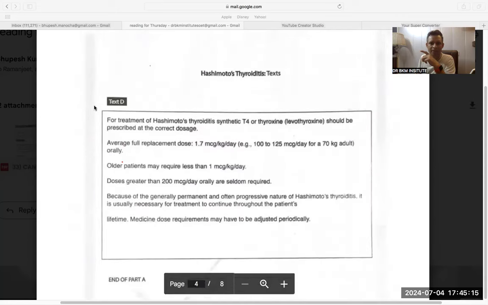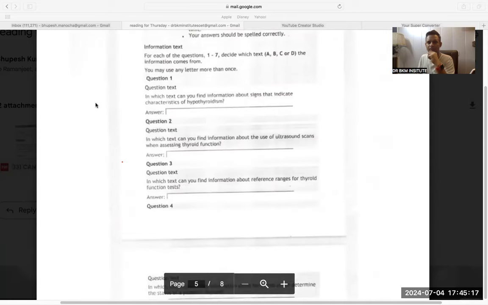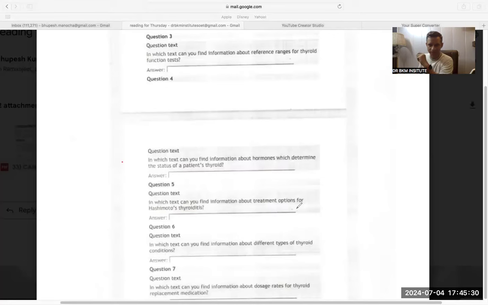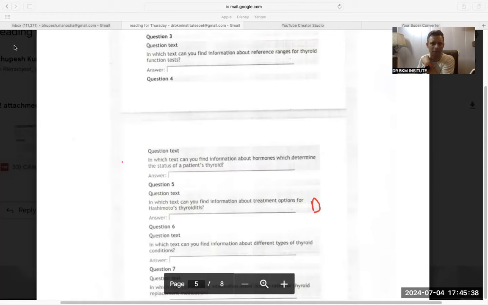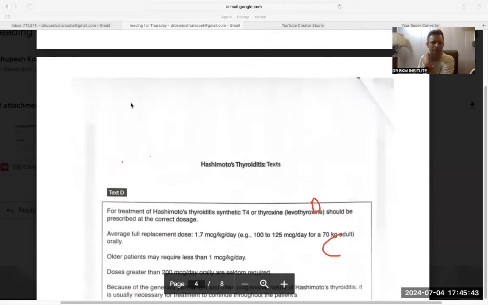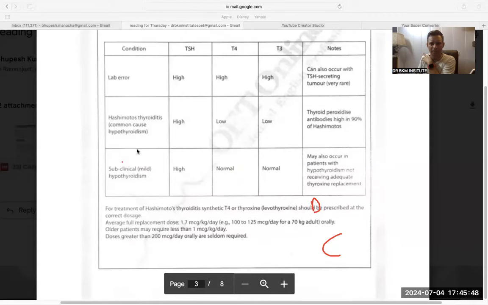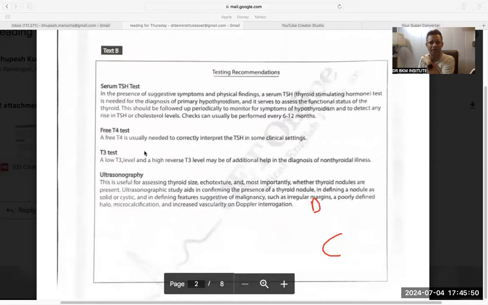Then again, going to question number 4 or 5, they are talking about treatment. So hormones wala I am 100% sure. First question I was almost 100% sure. Means 100% is nothing, 99%. Treatment option D. Then in which text will you find different types of thyroid condition? It was given in C. Maybe when they were talking about different kinds of thyroids, it should be in A or C. Yeah, different kinds, hypothyroidism. So I think it should be in this, or maximum it can be in A.